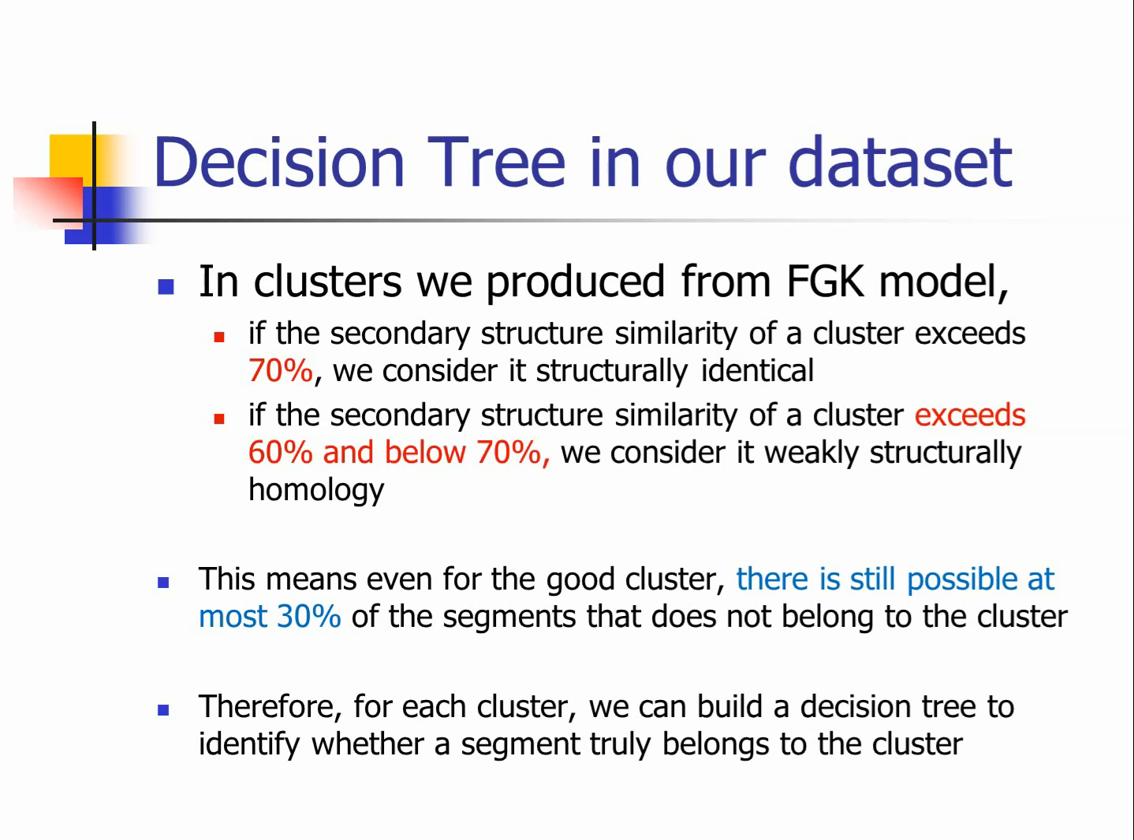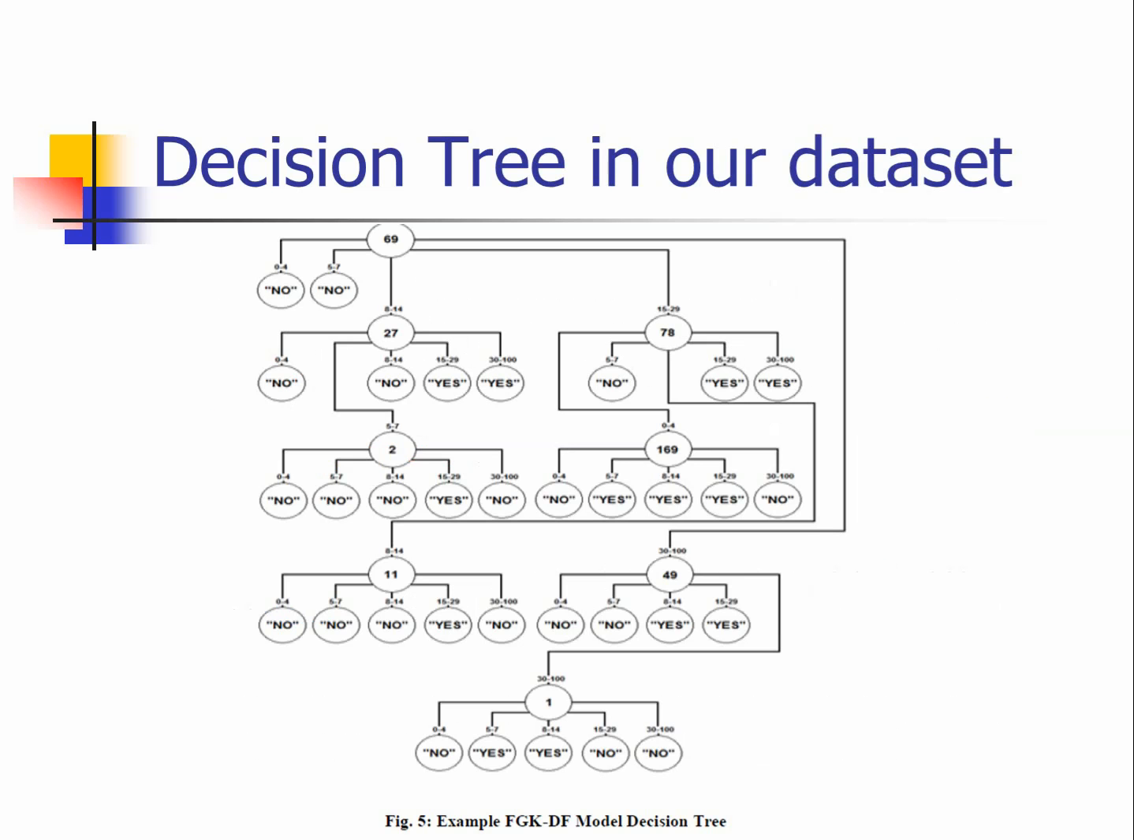If it does not belong to this tree, then we should not predict the 3D structure using this cluster's 3D structure. We use the next closest one, or the next closest one, until we find the tree that it belongs to. And therefore, this is the idea of how we can use the decision tree in the cluster of the protein sequence motifs. Here is one example of the decision tree for a motif.